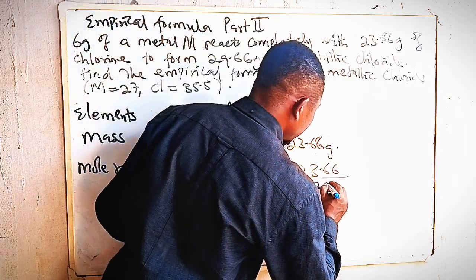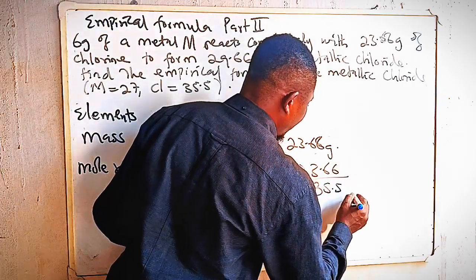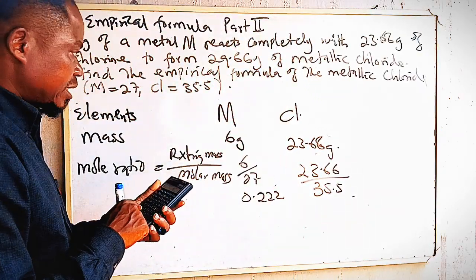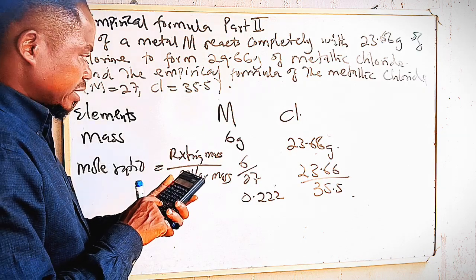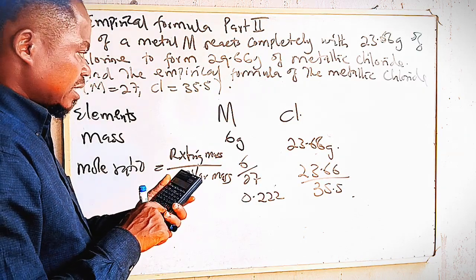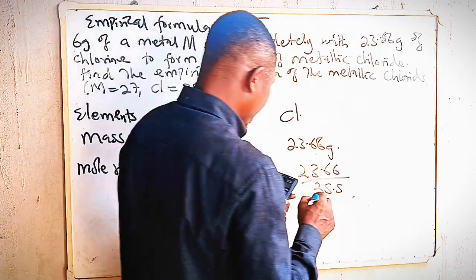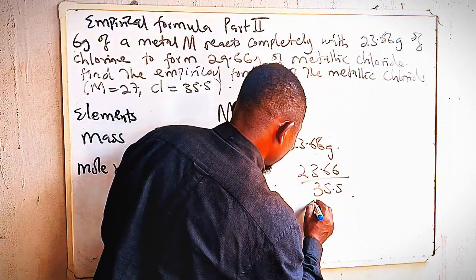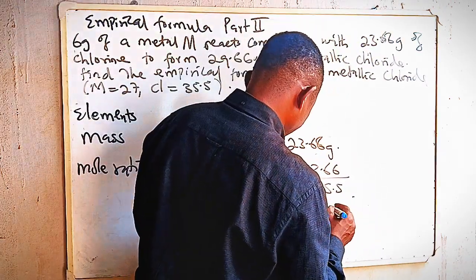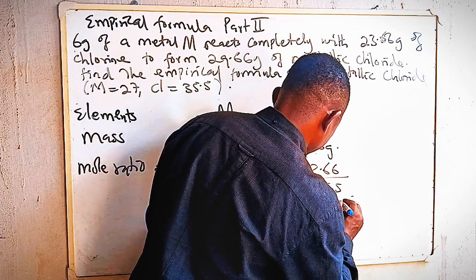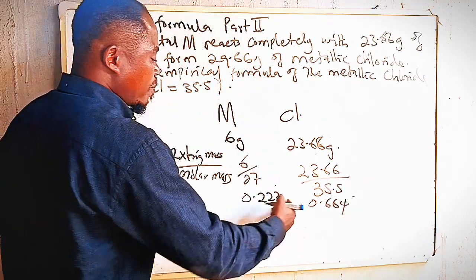Now we'll say 23.66, which is the reacting mass, divided by the relative atomic mass of chlorine, 35.5. So if we do that, we'll get 23.66 divided by 35.5. What do we get? We'll get 0.664.